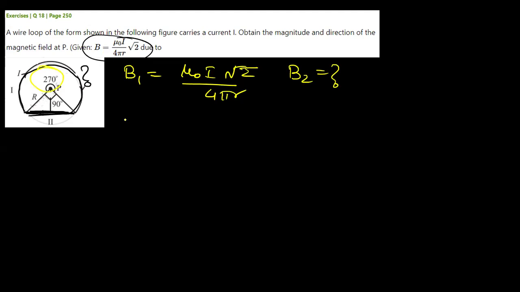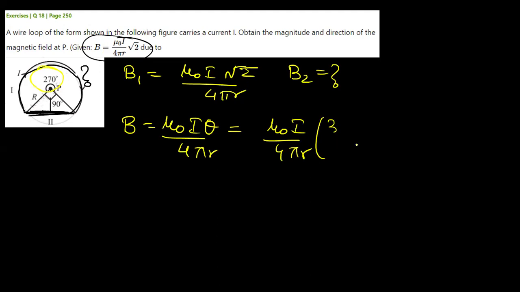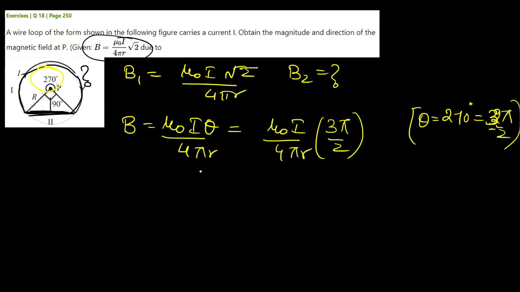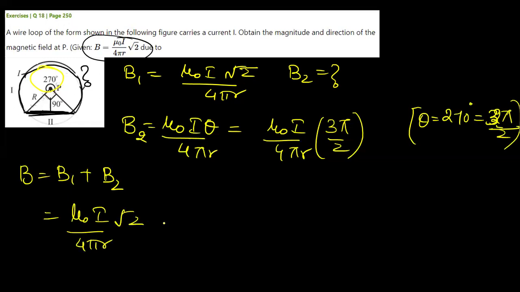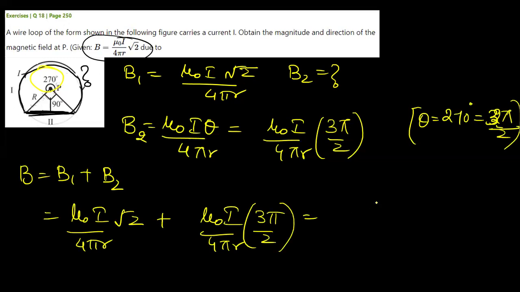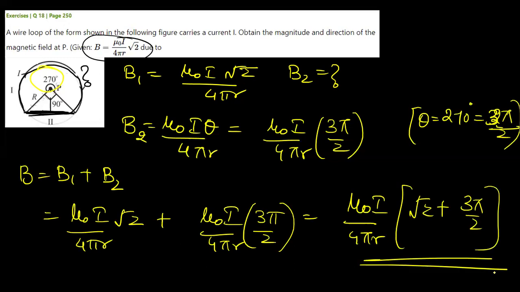What angle do you see? This is 270 degree, right? We know this formula for an angle: mu naught I upon 4 pi r into theta. Instead of theta, I will write 3 pi by 2, because theta is 270 degree, and 270 degree means 3 pi by 2 in radian. So B1 plus B2, just add the two values. Mu naught I upon 4 pi r into root 2, plus mu naught I upon 4 pi r into 3 pi by 2. Taking mu naught I upon 4 pi r common, there is left out root 2 plus 3 pi by 2, and that is your answer.